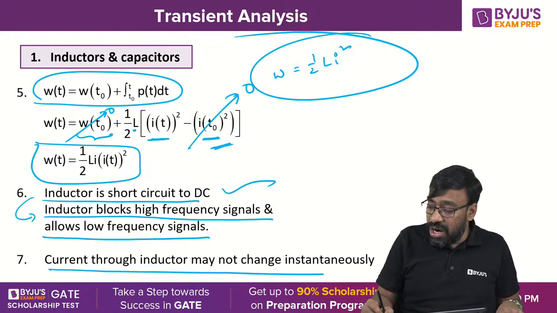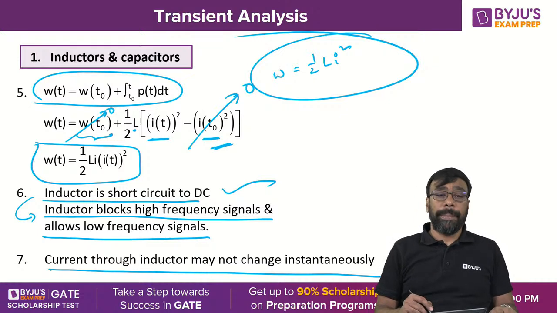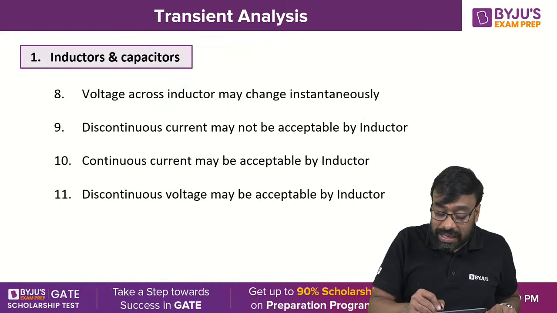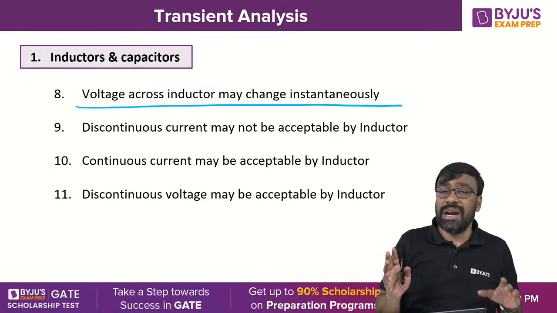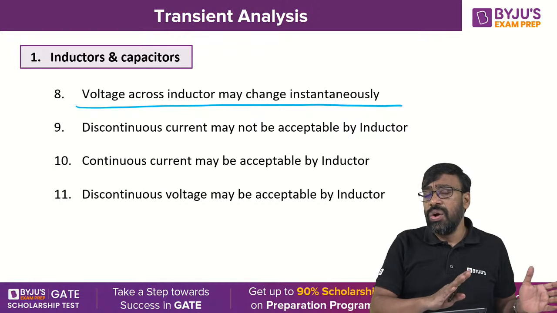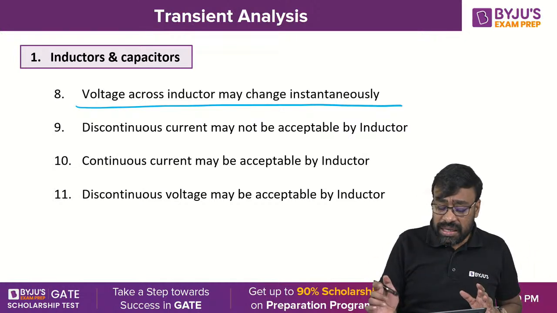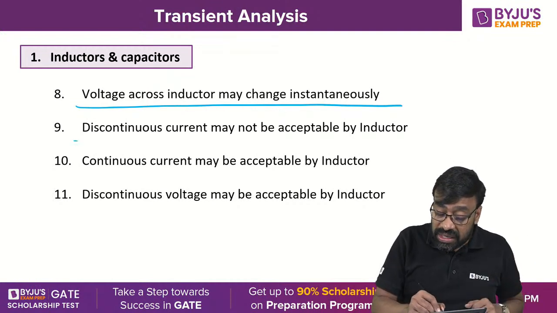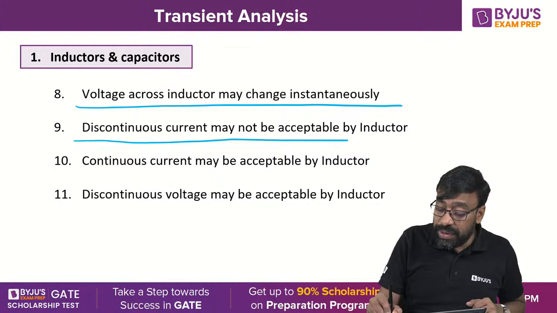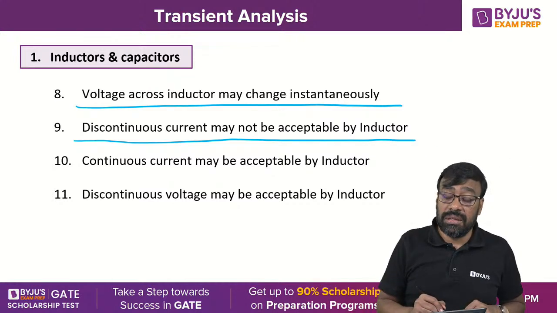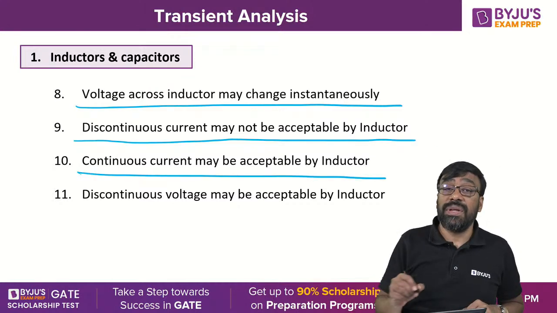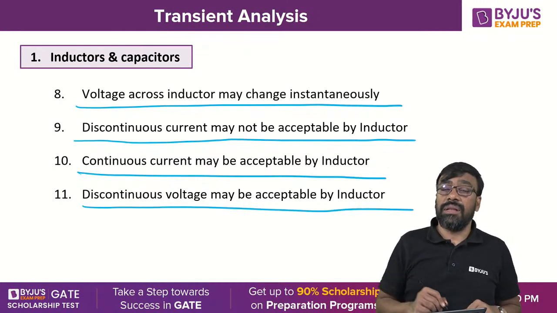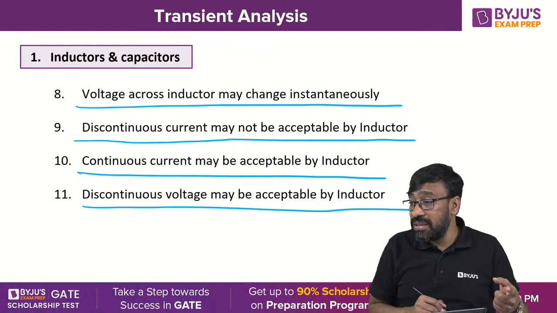Current through the inductor may not change instantaneously, and voltage across the inductor may change instantaneously. Since current through the inductor may not change instantaneously, it means that discontinuous current through the inductor may not be acceptable. Continuous current may be acceptable. Discontinuous voltage may be acceptable, like in the capacitor I explained, right?